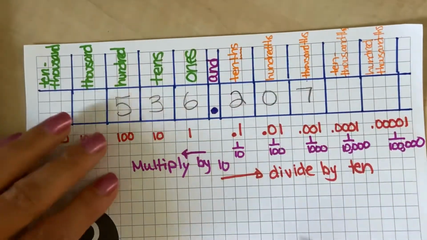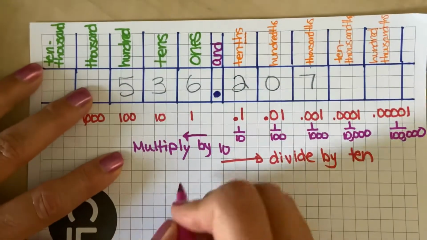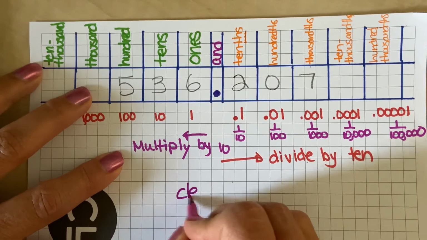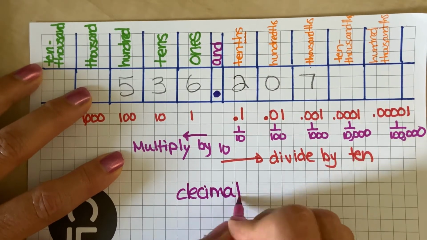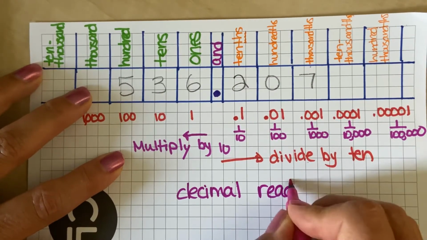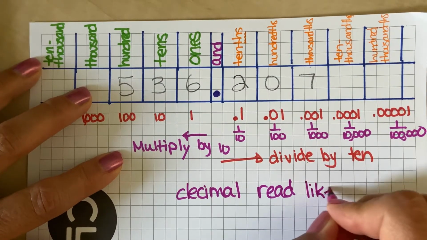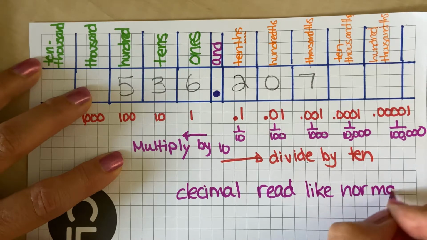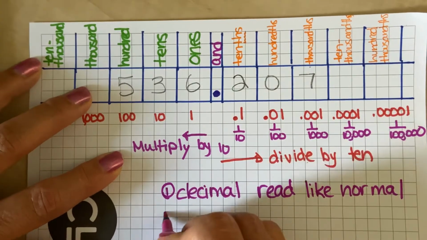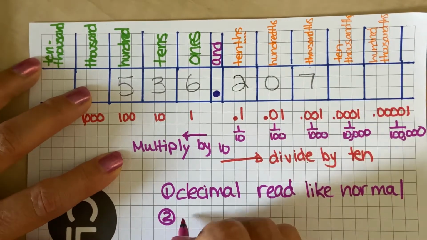So for the decimal, you're going to read it like a normal number. What I mean by normal is just if it was 207, you'd say 207. And then you're going to say the place value of the last digit.